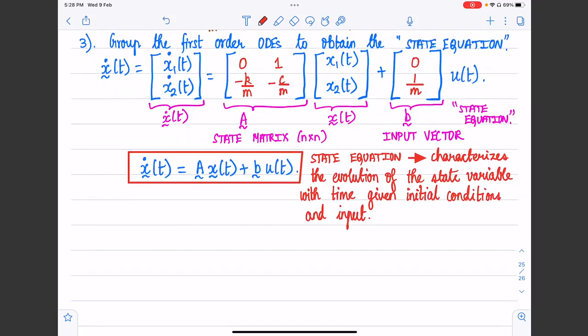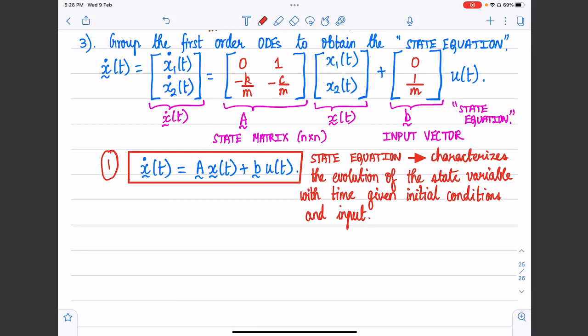Given some initial condition and input. All right. So this is equation number 1. We are not yet done. This is the first equation in the state space representation. You can observe that now in the state space representation, we have the input and the state variable, but where is the output?